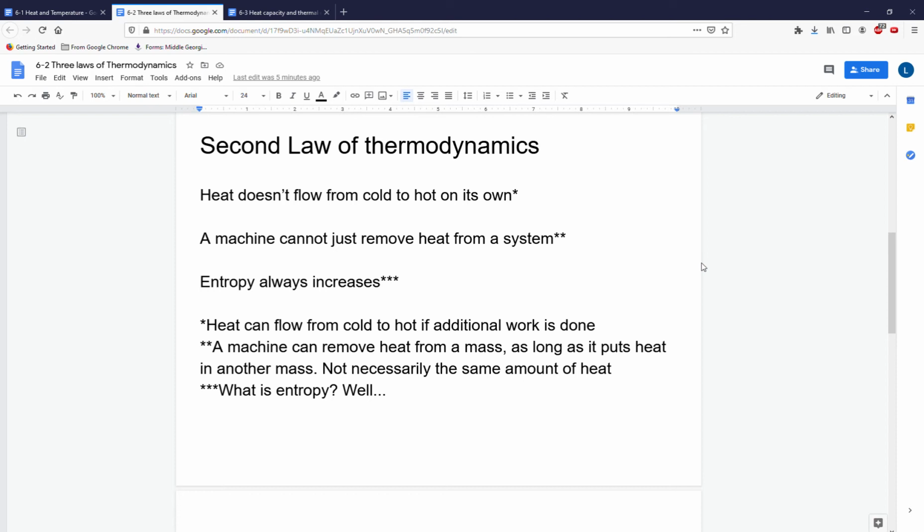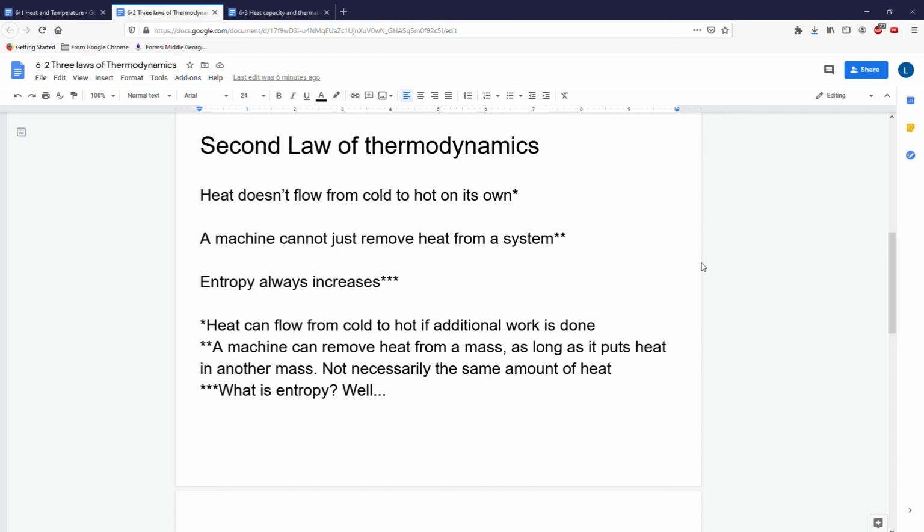Another form, called the Carnot form, says that a machine cannot, as its sole function, remove heat from a system. And the third form, the form that you're probably more familiar with if you pay attention to popular science, is that entropy always increases. Now, each of those statements does have an asterisk, and the first two are pretty self-explanatory, but the third one always struck me as a little circular. The second law of thermodynamics is that entropy always increases.